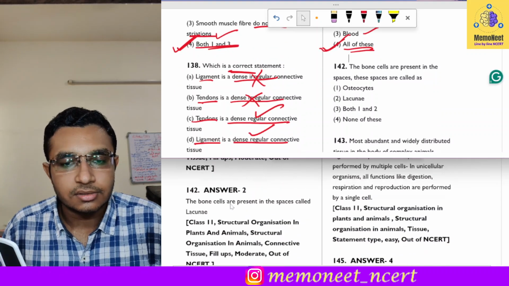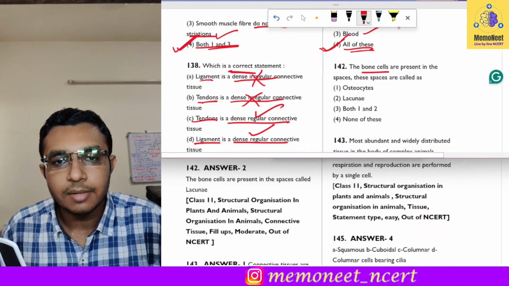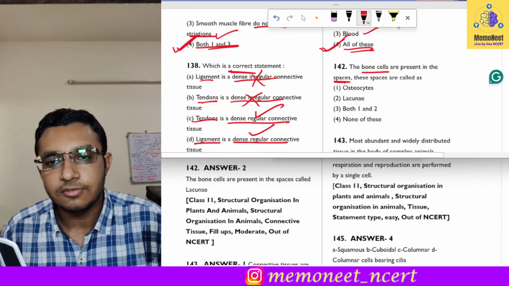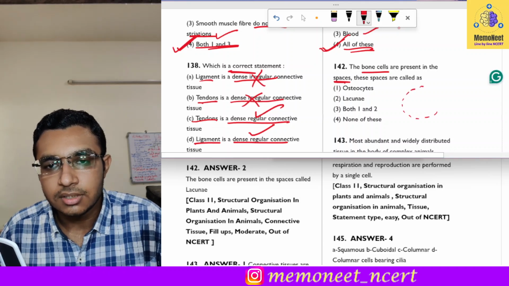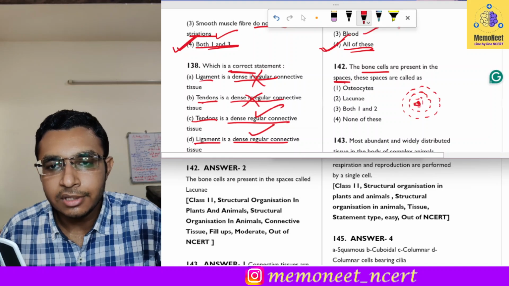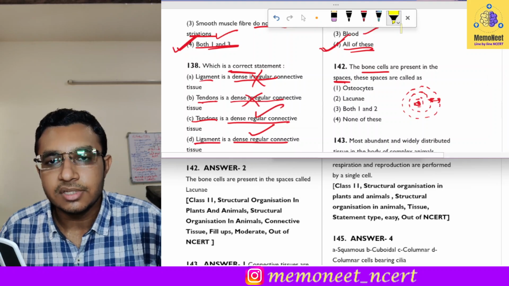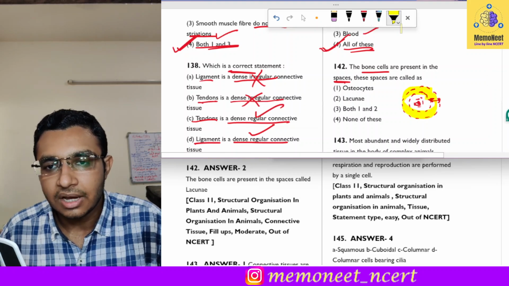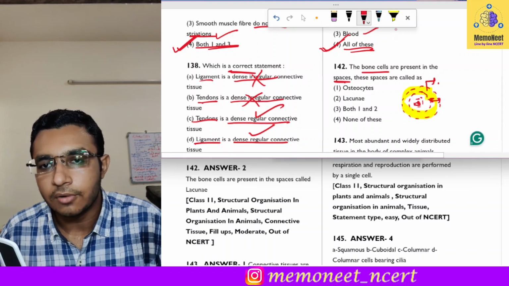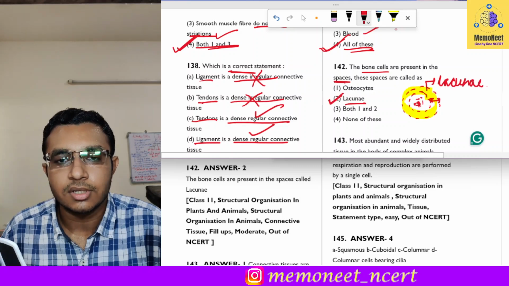The next question is question number 142. And it states that the bone cells are present in the spaces and these spaces are called as what? So if you have seen the structure of bone, it is like this. There are concentric rings which are formed, and as you can see, in between these rings there are these spaces. Can you see these spaces? Yes, so these spaces which are found in between the rings are called as the lacunae. And the osteocytes or the bone cells are found in the lacunae. So the correct answer of this question is option 2.